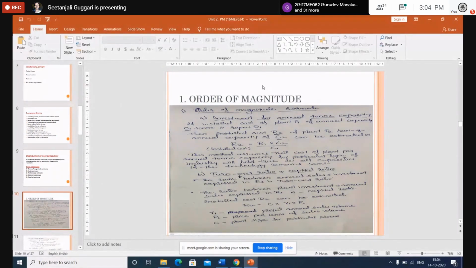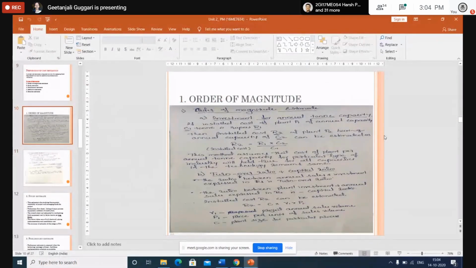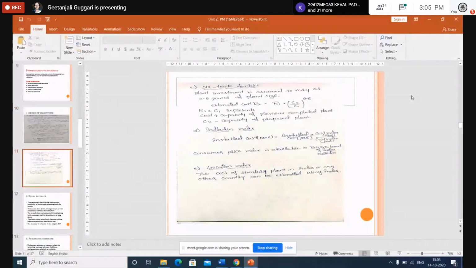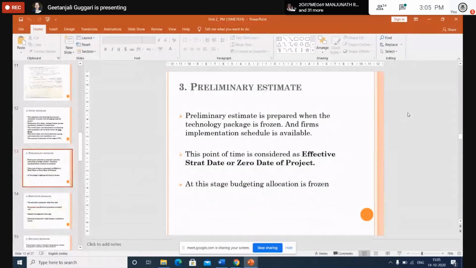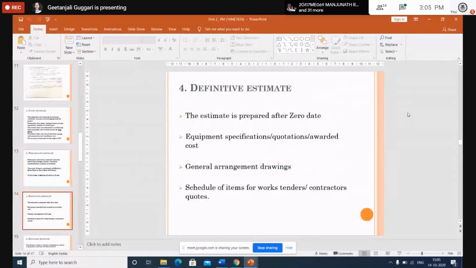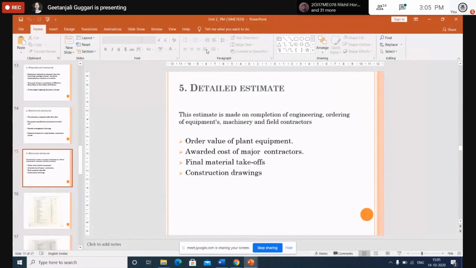Order of magnitude. What is the order of magnitude? What is the formula used for calculating the order of magnitude? So that you need to write. Then the 6/10 factor, that is one more method of cost estimation. What exactly is that? That you need to explain. Then study estimate, preliminary estimate, definitive estimate, and the detailed estimate. All these are different types of cost estimation methods.